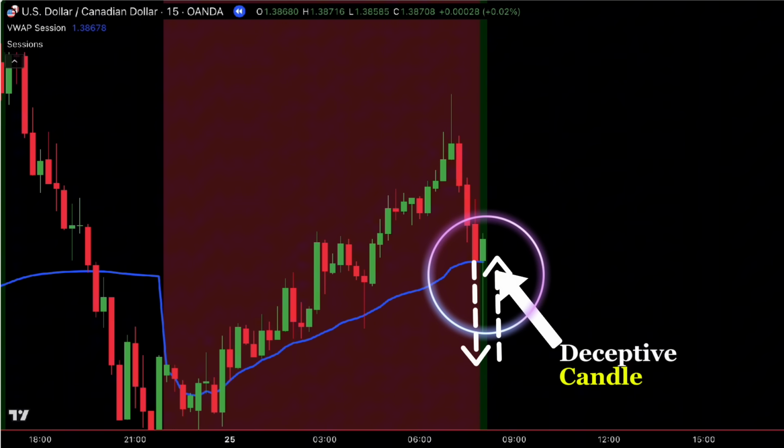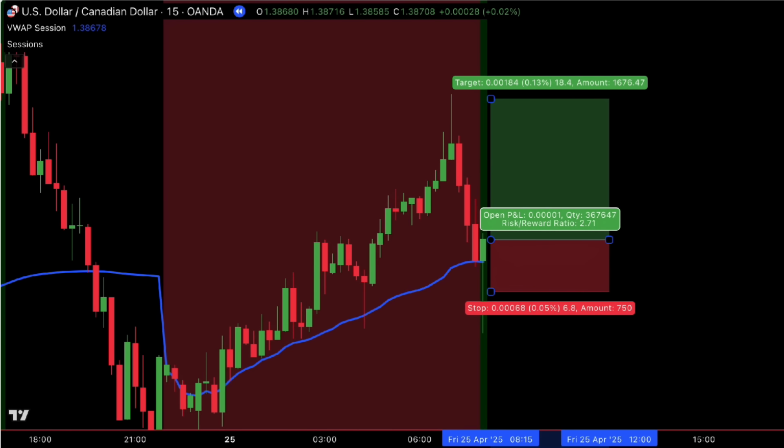Now, check the hourly time frame to confirm trend direction. If price is trending up, it supports your trade idea. Then go back to the 15-minute. Place the trade. Enter at the close of the deceptive candle, set your stop loss, and target the next resistance or structural level.